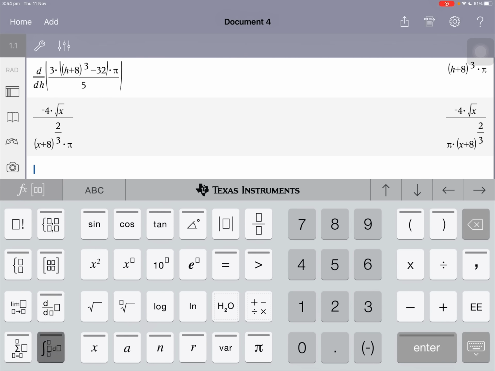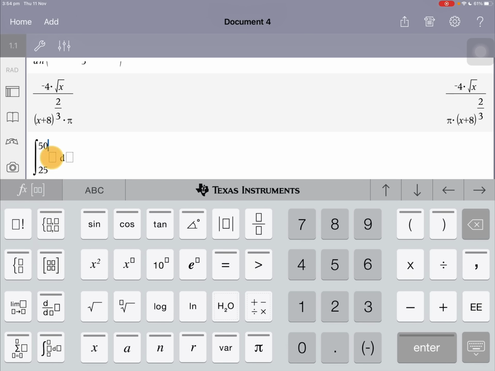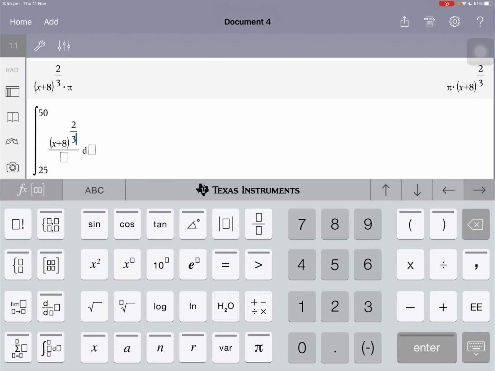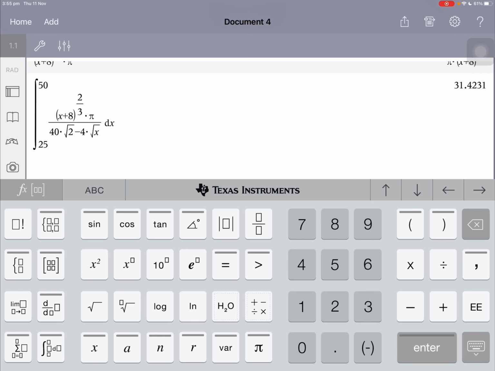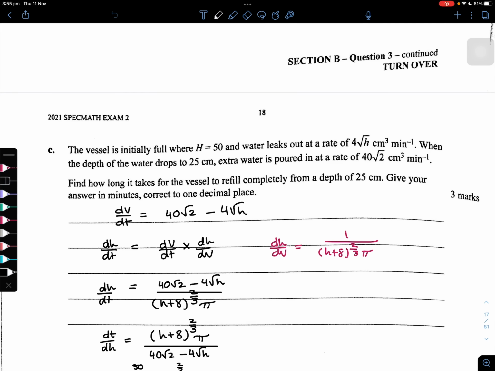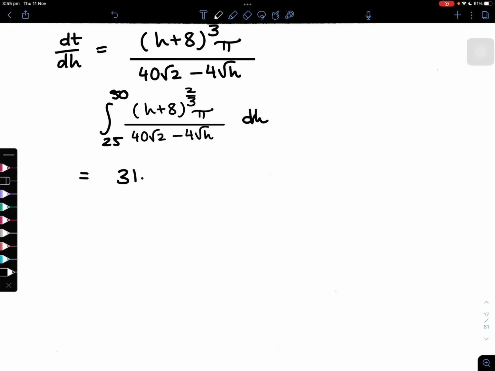So let's go to here. We go integral from 25 to 50 of our fraction, but I'm going to use x's instead of h's. So we go x plus 8 to the power of 2 on 3, and it was times pi, and it was 40 times root 2, take 4 times root x dx. 31.42. One decimal place, so 31.4. Okay, so that would be my answer.